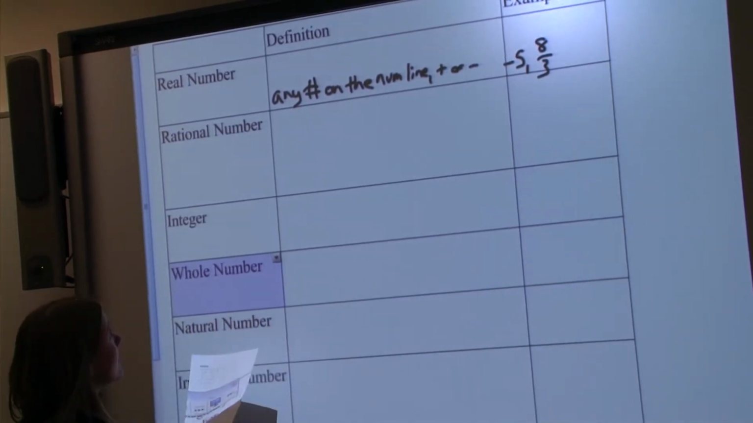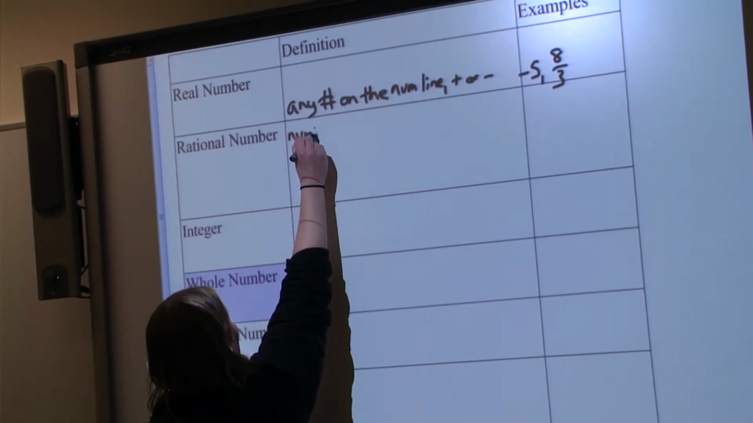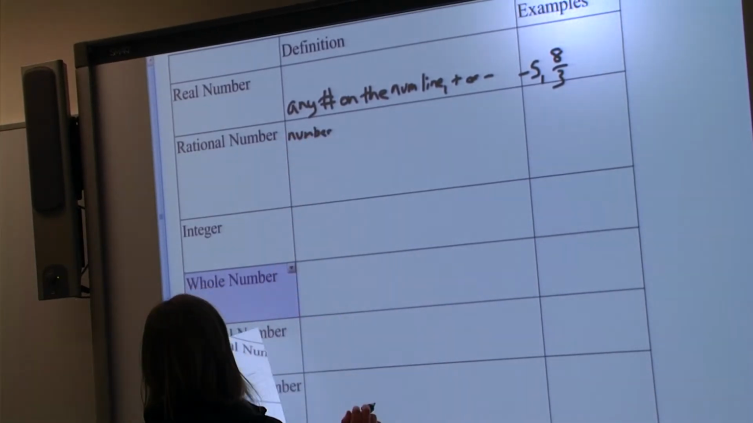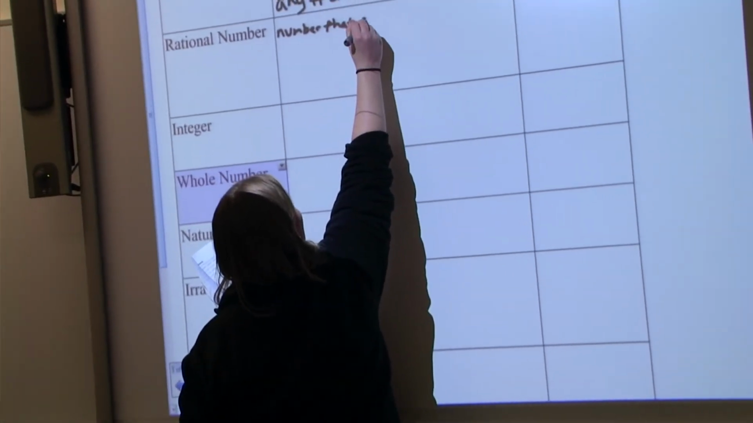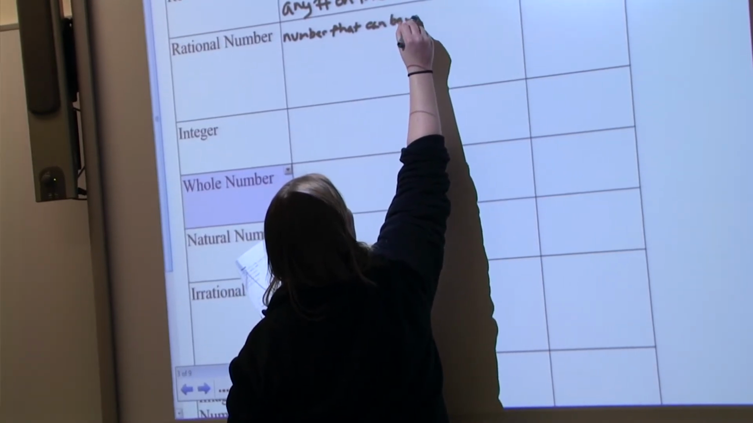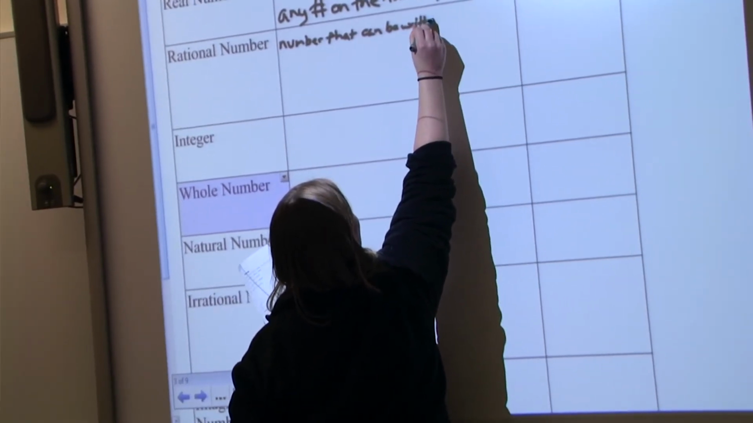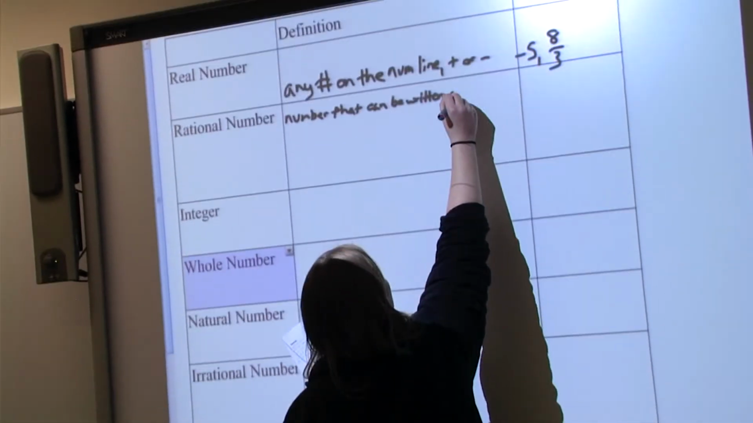Rational number. It's a number that can be written as quotients of integers.